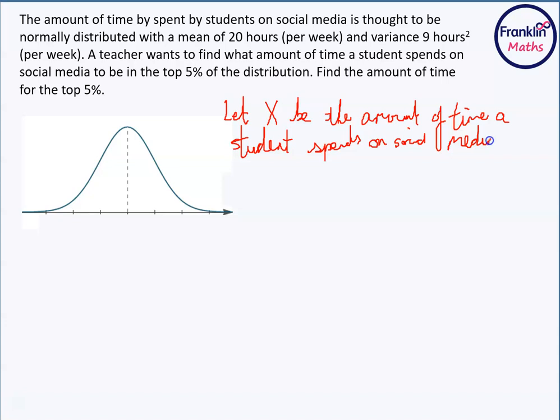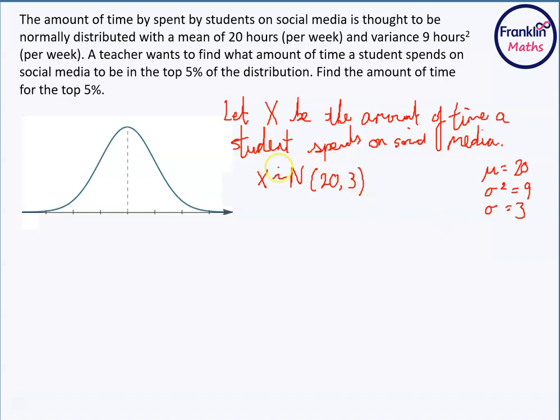Okay, I chose this example because I thought it'd be quite relevant to the time at the moment, especially when students do spend so much time on social media. So we're going to have x, tilde, so it's normally distributed, and we've got a mean of 20. And this time I've given you a variance, so let's have mu equal to 20. Sigma squared, remember the square of the standard deviation is the variance, is equal to 9, and sigma then is equal to 3, so the 3 goes in there.